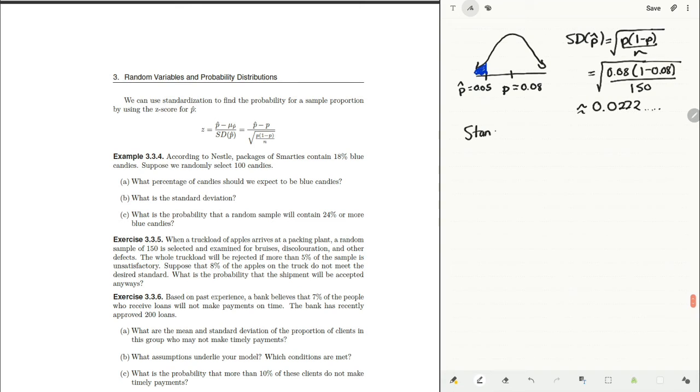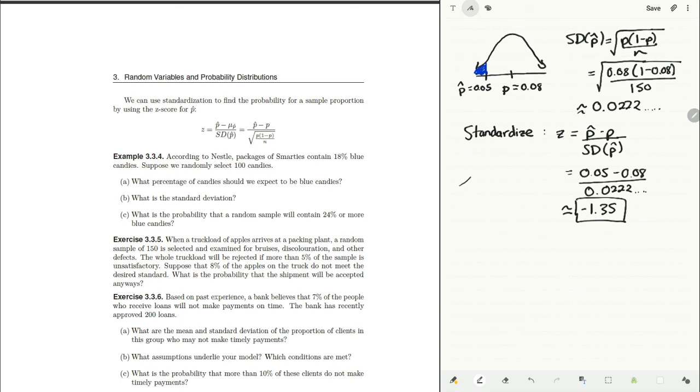And so now let's standardize our data so that we're working with the standard normal curve. So the z-score is p hat minus p divided by the standard deviation. So we have p hat, which is 0.05, minus p, which is 0.08, divided by the standard deviation, which is 0.0222. And this will give us a z-score of negative 1.35, rounding to 2 decimal places.